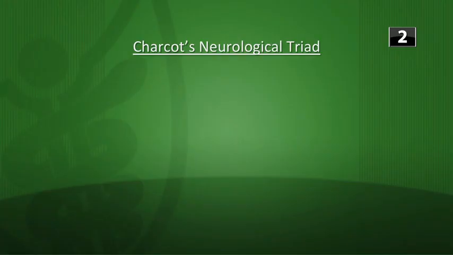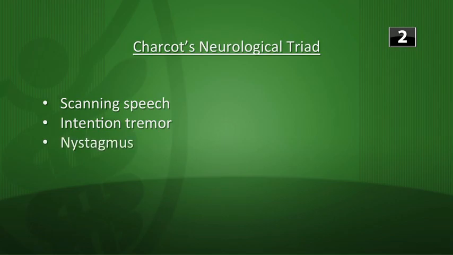Next question. What is Charcot's neurological triad? So remember, this is scanning speech, intention tremor, and nystagmus.